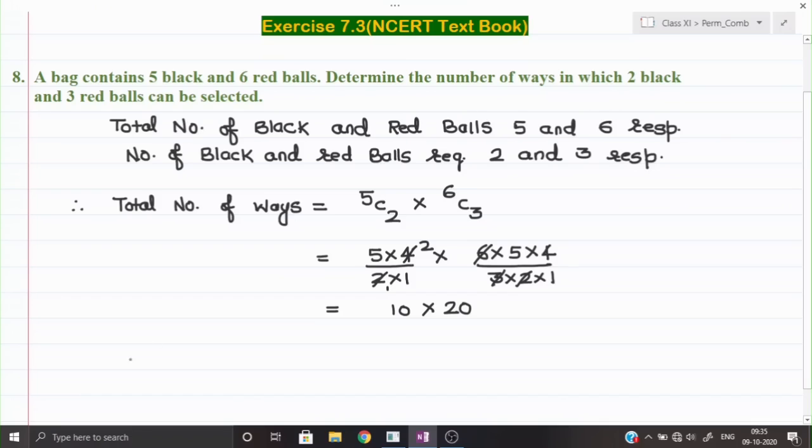So we can say that therefore the total number of ways to select 2 black and 3 red balls.